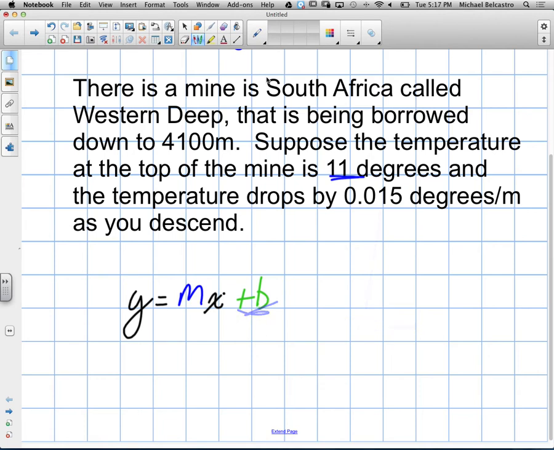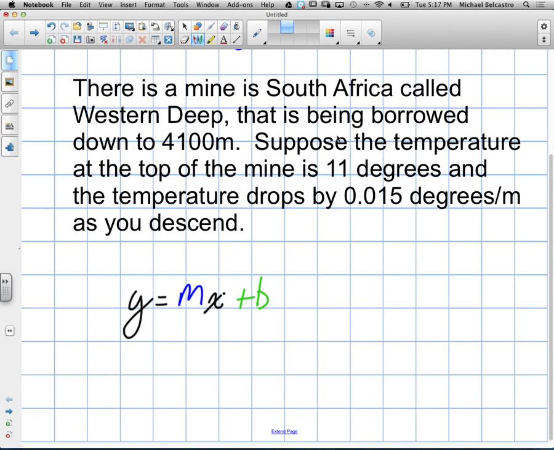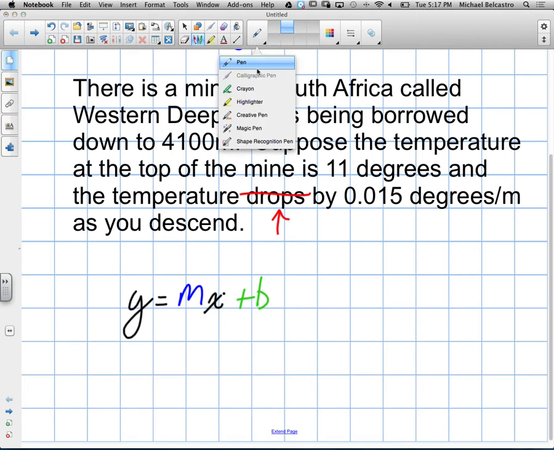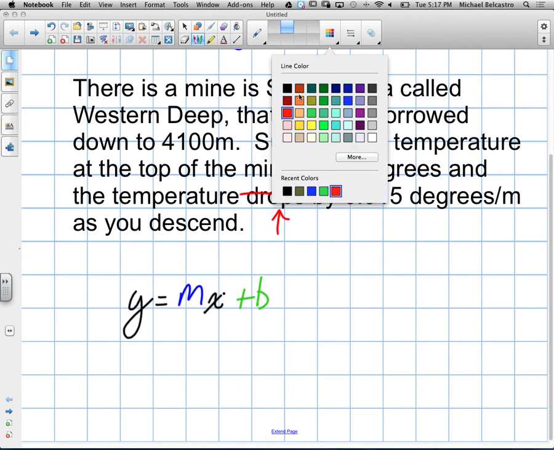Let's say drops or increases? Sorry, it definitely doesn't drop. Sorry, I wrote that word down wrong. It should be increases. I'm just going to put an arrow, increases, by that much, because as you go closer to the center of the Earth, it gets hotter and hotter. It doesn't drop in temperature. Anyways, so our y-intercept, or our lowest temperature, is 11 degrees.